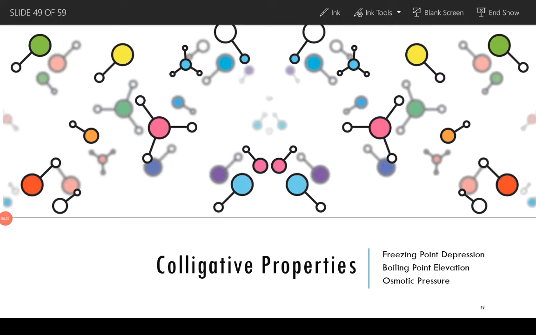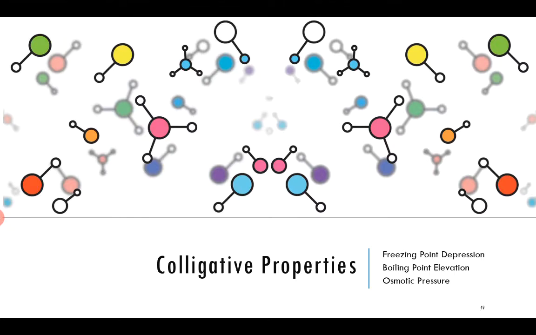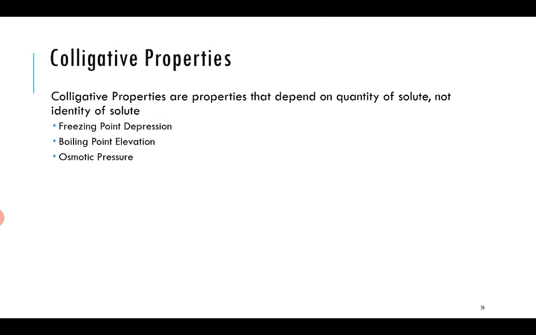Today we're going to be talking about colligative properties. What are colligative properties? Colligative properties are properties that depend on the quantity of solute, not the identity of the solute. So it wouldn't matter what solute I was using.